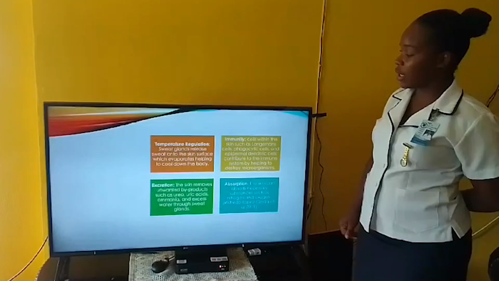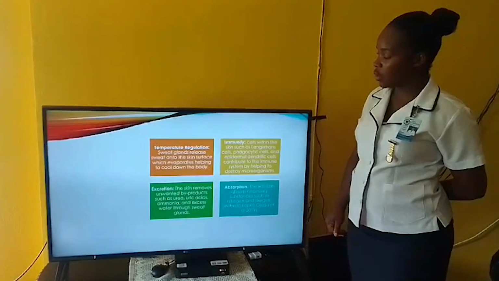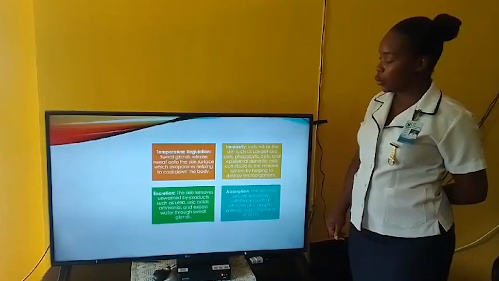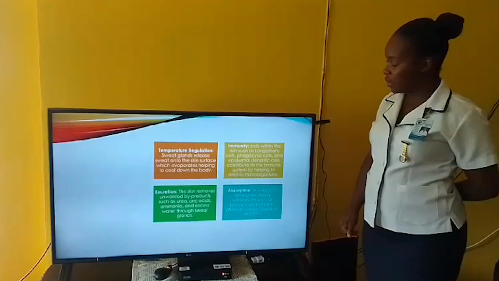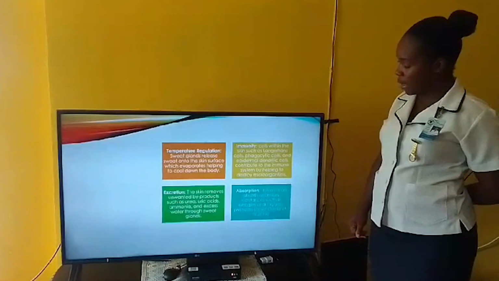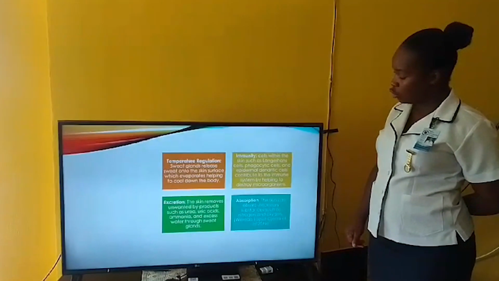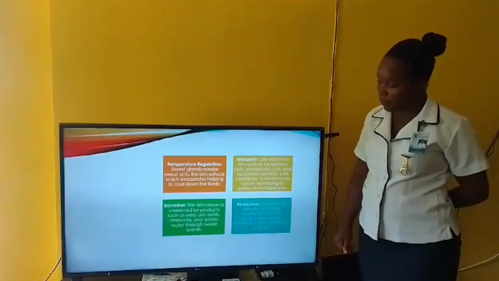Next we have temperature regulation. Sweat glands release sweat onto the skin surface, which evaporates, helping to cool the body down. Immunity. Cells within the skin, such as Langerhans cells, phagocytic cells, and epidermal dendritic cells, contribute to the immune system by helping to destroy microorganisms.